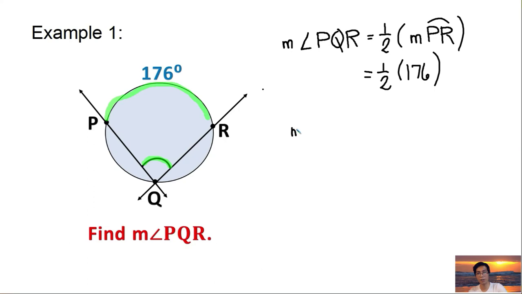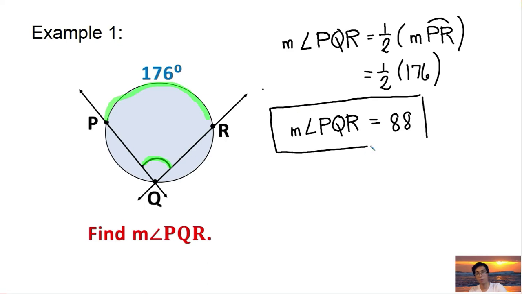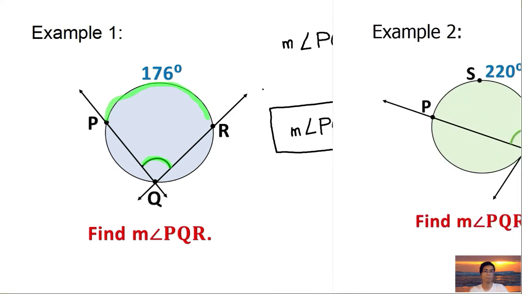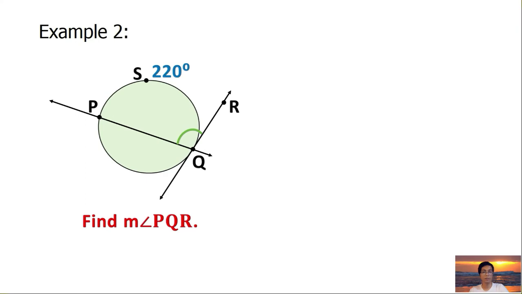So, measure of angle PQR is equal to 176 divided by 2 is equal to 88. So, ang sagot natin here is 88. Measure of angle PQR equals 88. Okay? So, ganun lang po kasimple yung case number 3. Next example. Let's find the measure of angle PQR.